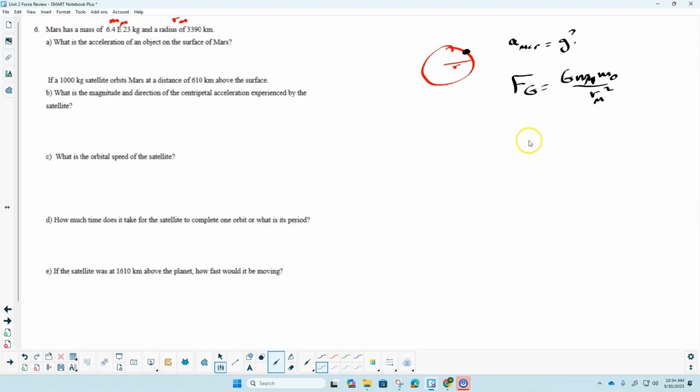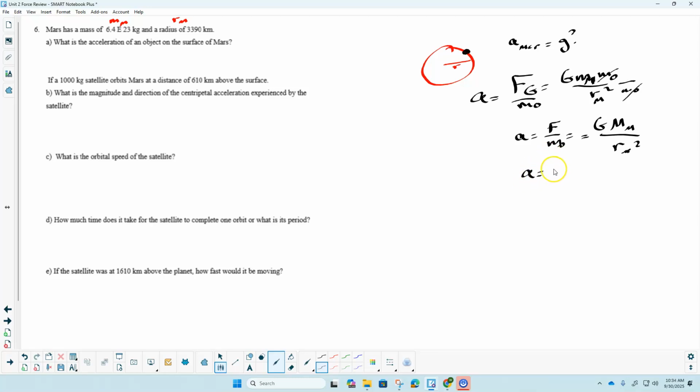If you know a force and you're looking for acceleration, acceleration is just the force divided by the mass. So the acceleration of the object is what we're going to divide by. If we divide this term by the mass of the object, we basically cancel out the mass of the object. So the acceleration is equal to the gravity constant times the mass of Mars over the radius of Mars squared.